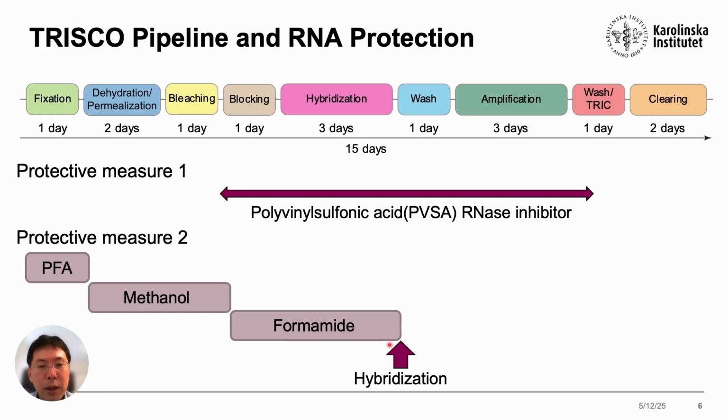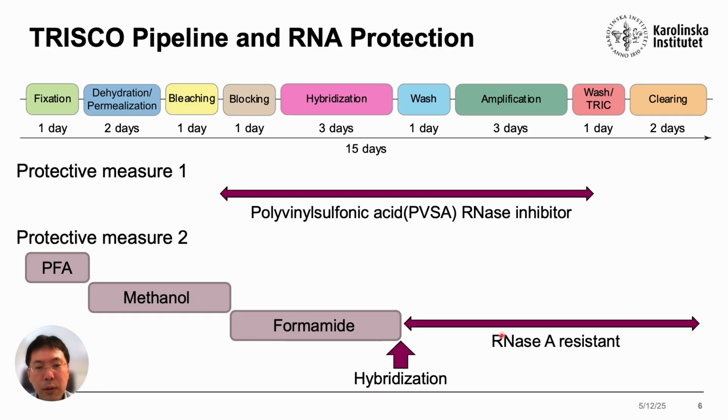After the hybridization step here, the RNA forms an RNA-DNA hybrid that is known to be resistant to RNase, one of the major enzymes responsible for RNA degradation. By implementing these protective measures, we've achieved a high level of reproducibility in our experiments.